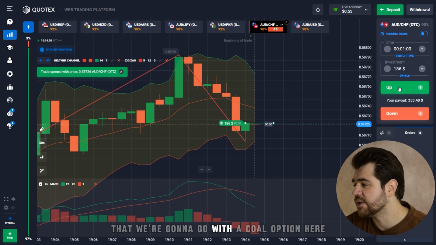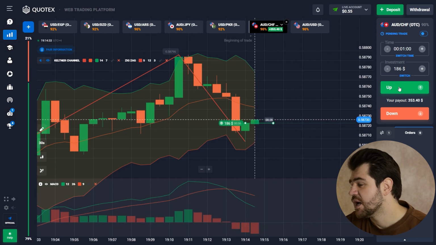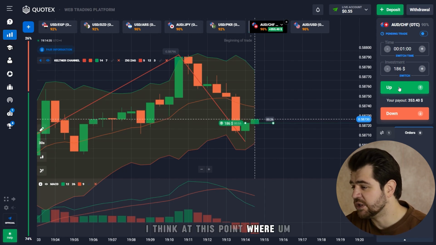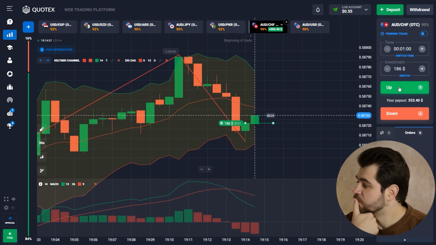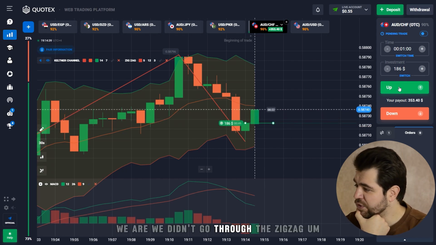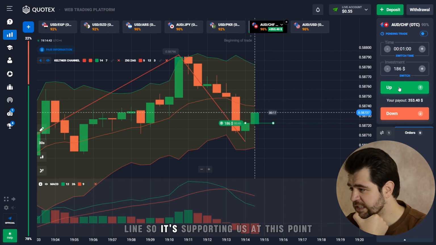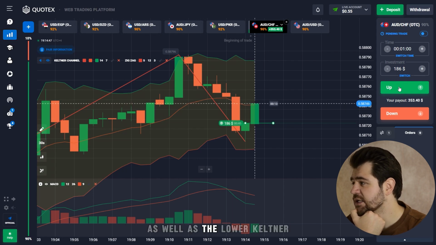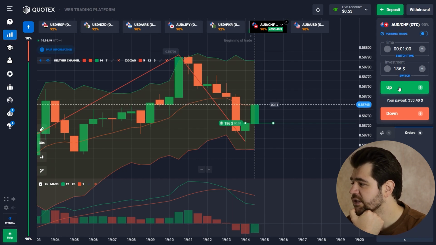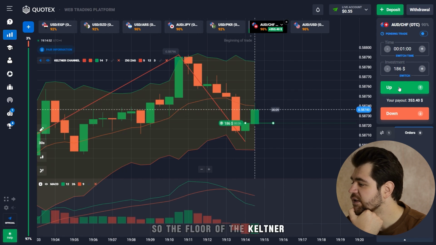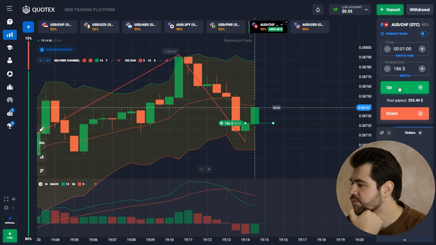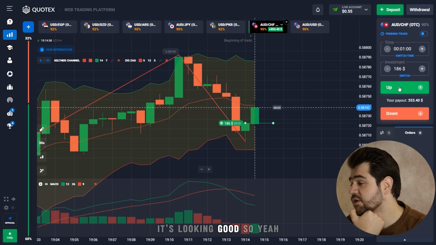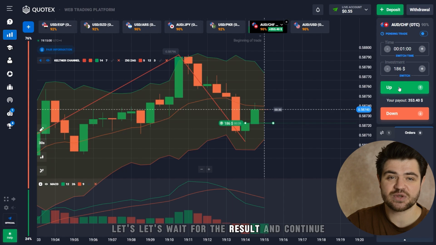There, we're gonna go with a call option here. I think at this point we didn't go through the zigzag line, so it's supporting us at this point, as well as the lower Keltner, the floor of the Keltner. It's looking good, so let's wait for the result and continue.